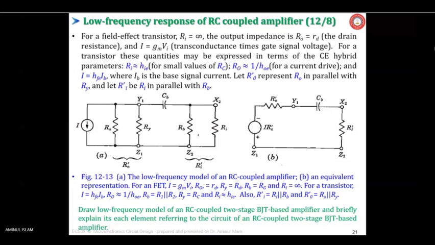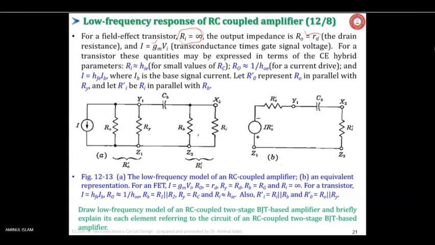For a field effect transistor, RI is infinite. Do you know that? Field effect transistor, MOSFET, you have studied? Yes or no? At the gate of a MOSFET, you have the silicon dioxide insulator. Okay. So the input resistance is very high. The output resistance RO is RD for a MOSFET. Okay. Drain resistance or output resistance. And I equals GM VI, transconductance times the gate input signal.